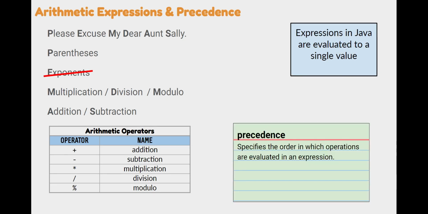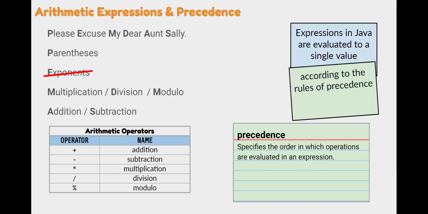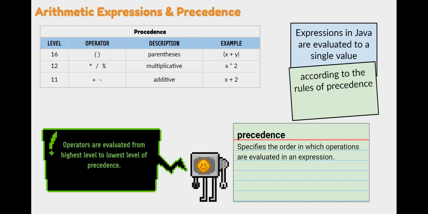So this is our precedence in Java. And so we're going to throw this into a table to make it look a little bit nicer for us. But we have to remember that expressions in Java are evaluated to a single value, and we need to tack on this new rule according to the rules of precedence. We always need to follow precedence when we are evaluating.